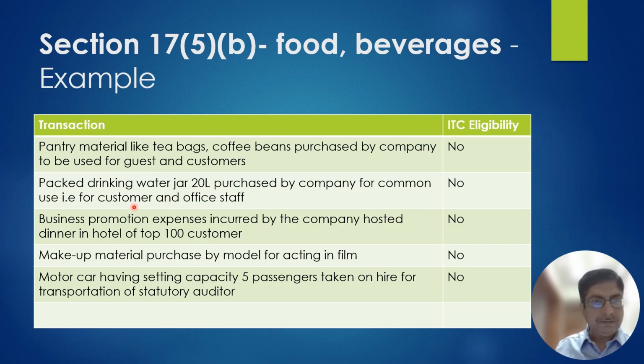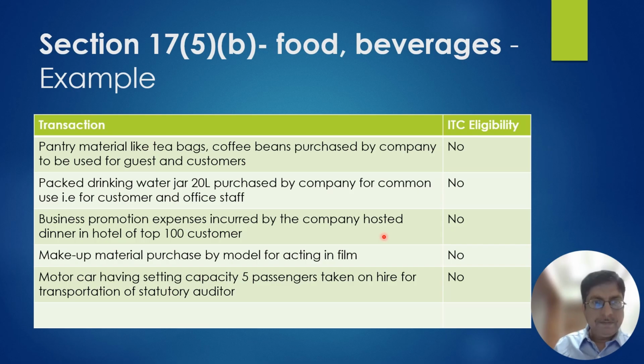Okay. Now let's see the next example. Third example, business promotion expenses incurred by the company. A dinner is arranged of top 100 customers. See, this is for furtherance of business. The dinner is provided to whom? To top 100 customers. However, what is these expenses? It is an expense of food. The credit is not available, even though it is used for further business.